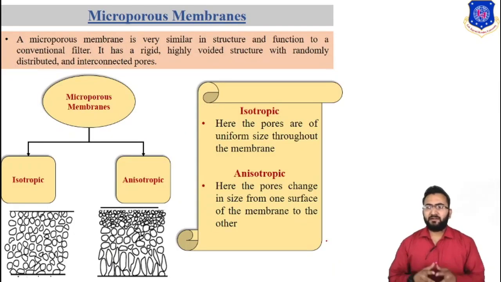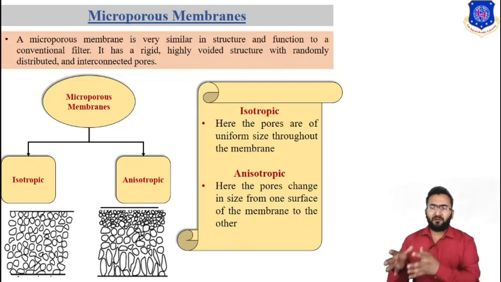So let's first discuss the microporous membrane. A microporous membrane is very similar in structure and function to a conventional filter. It has a rigid, highly void structure with randomly distributed and interconnected pores. However, these pores differ from those of a conventional filter by being extremely small, on the order of 0.01 to 10 nanometers in diameter. All particles larger than the pores are completely rejected by the steric effect.